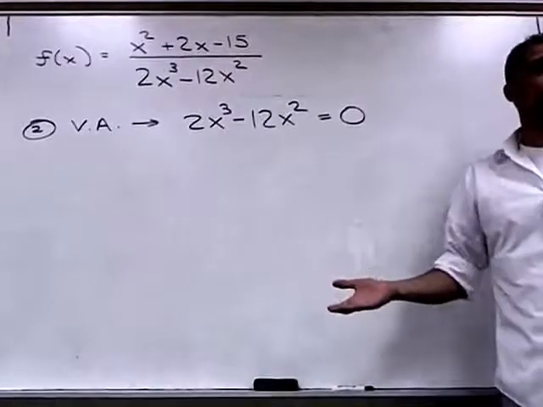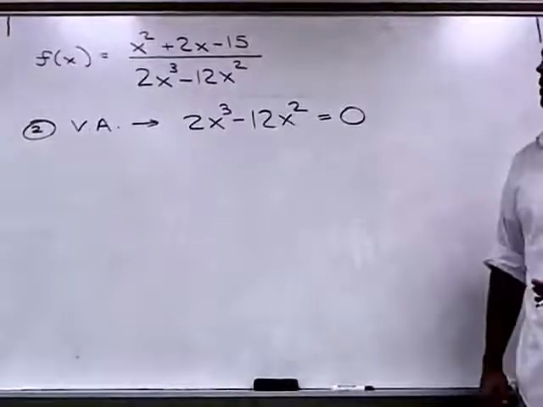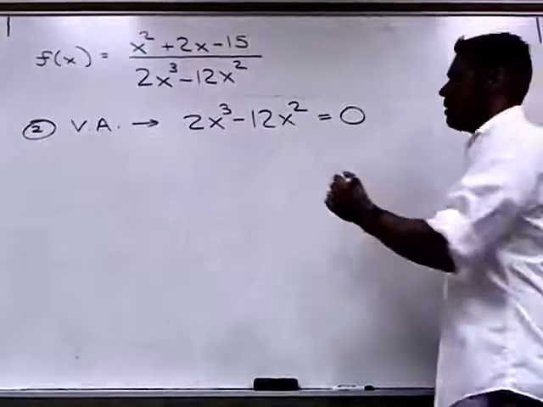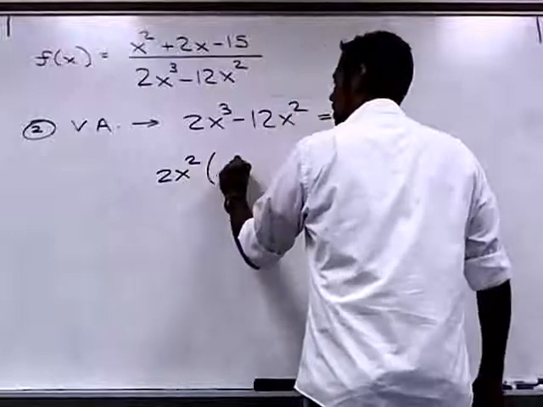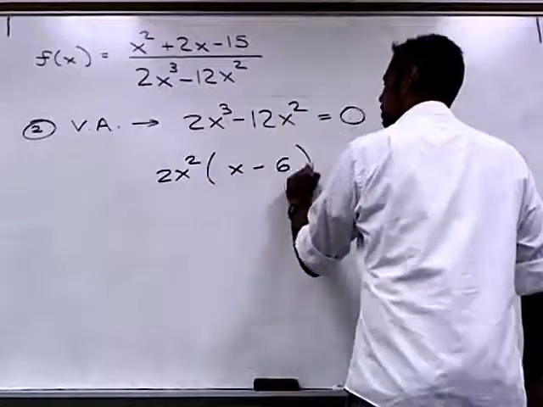First step is always GCF. Do you have a GCF here? 2x squared. 2x squared. Okay, let's try that. If I take 2x squared out, I'm left with x minus 6. Is that correct?